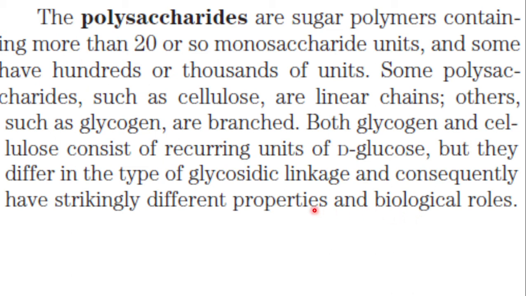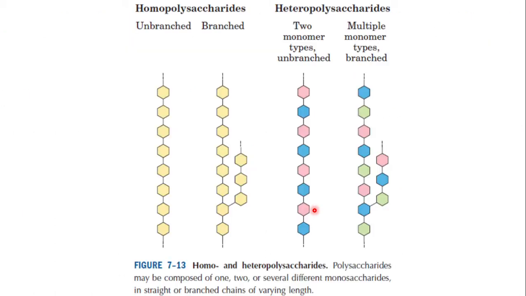Let us come to the structure of polysaccharides in detail. Basically, the polysaccharides can be divided into two categories. One is the homopolysaccharide, the other is the heteropolysaccharide. What is meant by the term homo? Means similar. See, the homopolysaccharides are made up of only one type of monomeric unit.